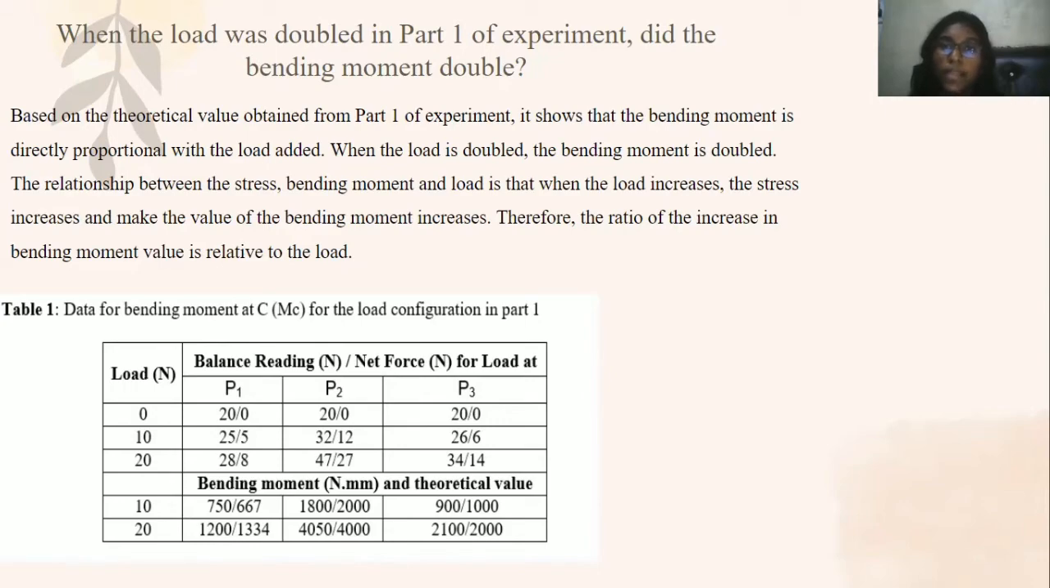Besides, the load applied at P2 and P3 is 20 Newton. The experimental value of bending moment is 4050 Newton millimeter and 2100 Newton millimeter, while the theoretical value is 4000 Newton millimeter and 2000 Newton millimeter. So, the bending moment did not double exactly as theoretical when the load was double is due to a few factors. Firstly, there is a parallax error when taking the reading of the scale on the measuring instrument, which is the observer's eyes do not look perpendicularly to the scale. This leads to inaccuracy in the data obtained.